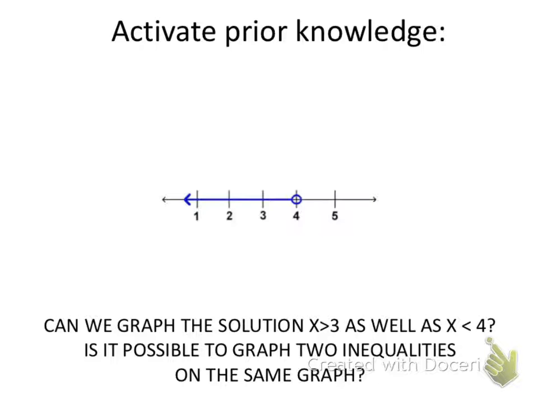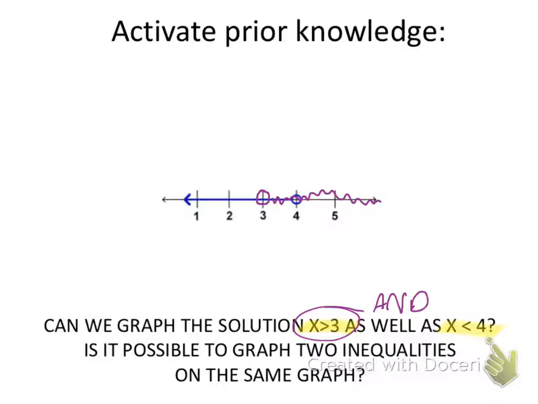Anywho, let's go ahead and activate some prior knowledge. What we talked about yesterday was the fact that we can graph the solution of x is greater than 3, as well as the solution x is less than 4. So if I put the other bit on this graph, the part that I'm missing, which is x is greater than 3, that would be an open circle and shaded towards the right. If I put these two together with an and, then the solution would be the space in between 3 and 4, so numbers like 3.5.